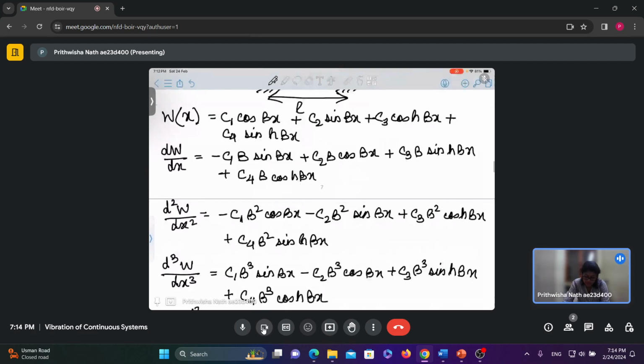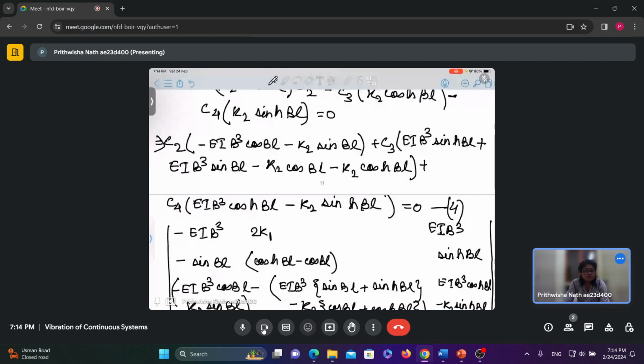Now we use another condition to get the third equation. Similarly, we get the fourth equation. Then what we do is write the coefficients of C2, C3, C4 in the form of a determinant, which should be equal to 0, and that gives me the frequency equation.